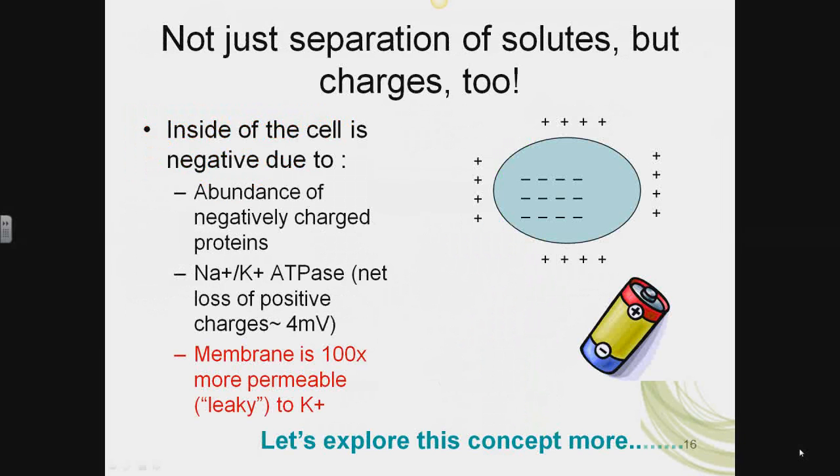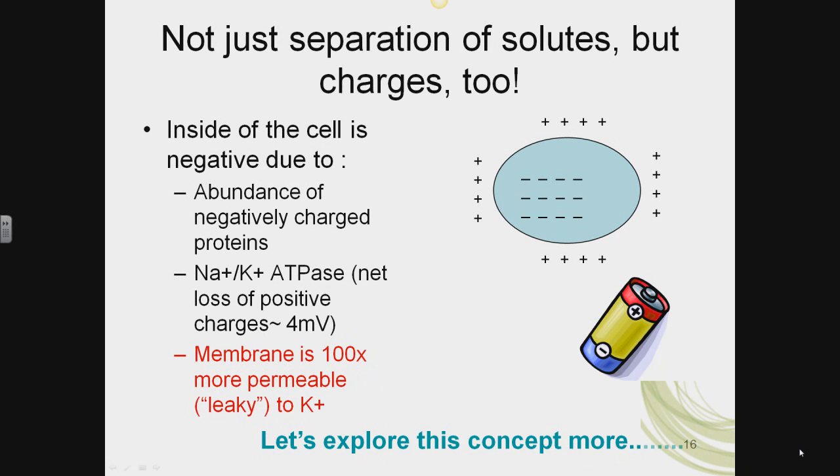Please hear me. In this picture with this blue circle, I'm trying to show you that a cell has sidedness. It has separation of solutes. But it's not just separation of chemicals, it's separation of charges too. And out of all those things that I listed on the previous slide, I want you to know that overall the inside of the cell is actually much more negative than the outside of the cell.